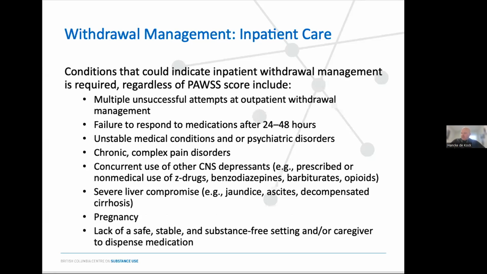So conditions that would indicate inpatient withdrawal management is required regardless of the PAUSE score include multiple unsuccessful attempts, failure to respond to medications after 24 to 48 hours, unstable medical conditions, chronic complex pain disorders, and then the concurrent use of other CNS depressants such as Z drugs, benzodiazepines, liver compromise, pregnancy.